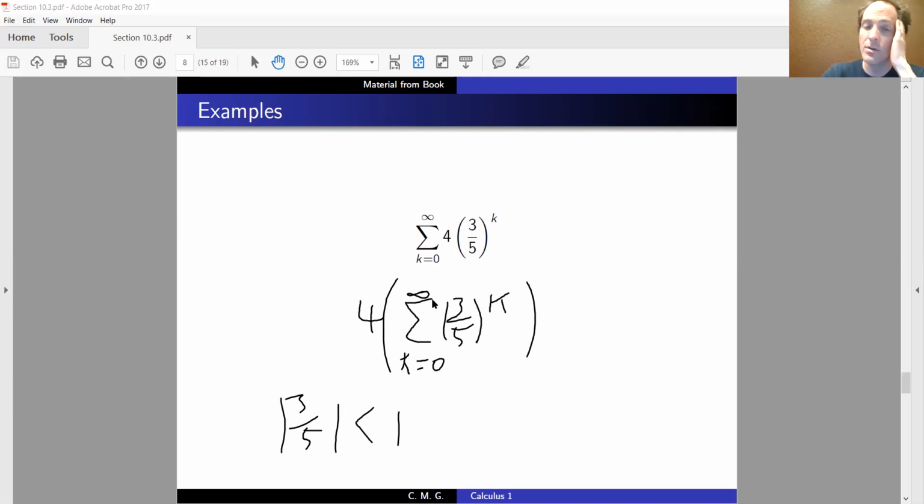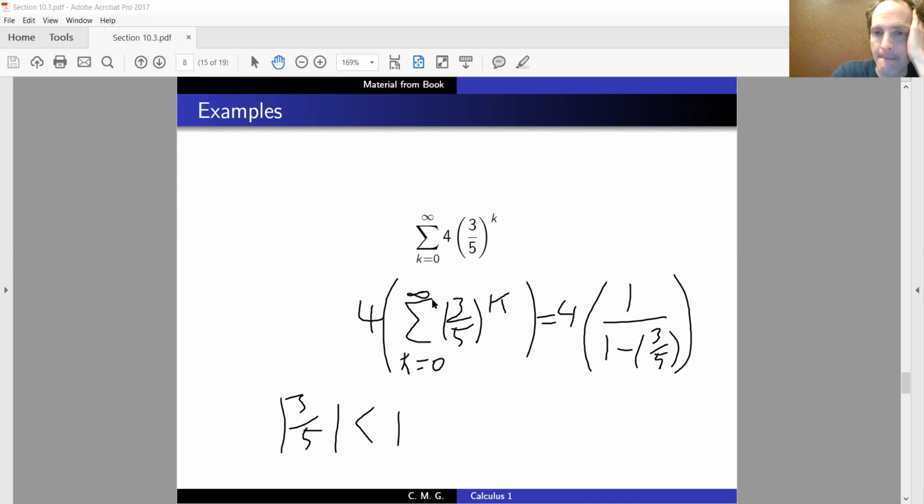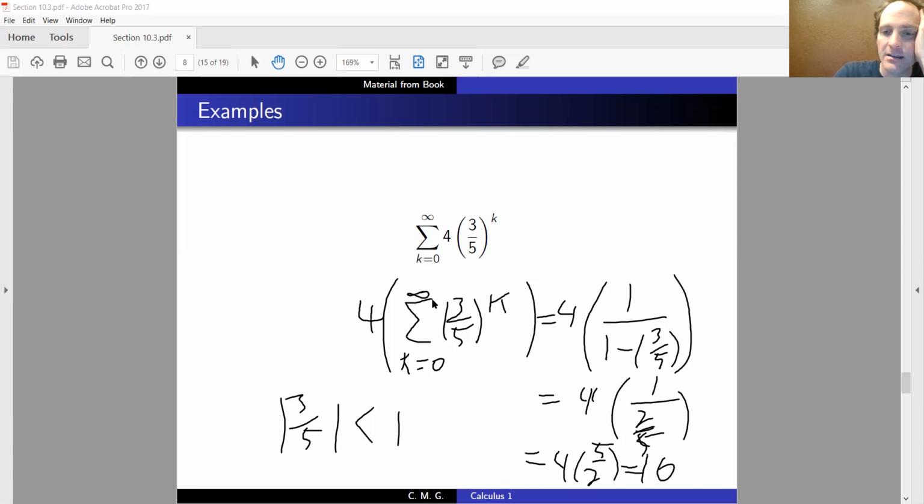And it will converge to 4 and then 1 over 1 minus r. So I get 1 over 1 minus 3/5. 1 minus 3/5 is 2/5. This is 4 times 1 over 2/5. And 1 over 2/5 is 5/2. So this is just going to be 4 times 5/2, which is just 10. So this infinite sum, the sum of all of these numbers, 4 times 3/5 to the k for k from 0 to infinity, is just 10.